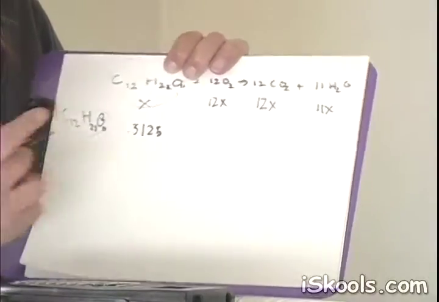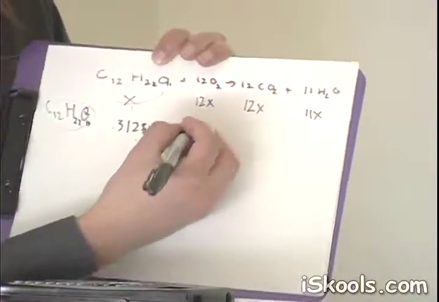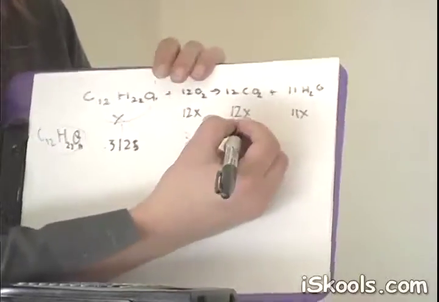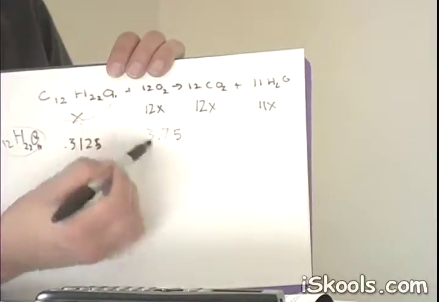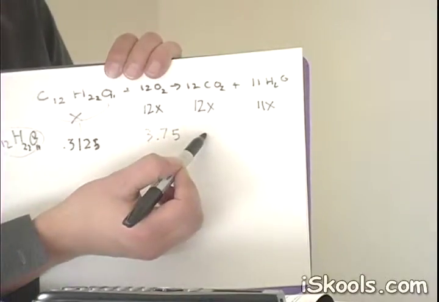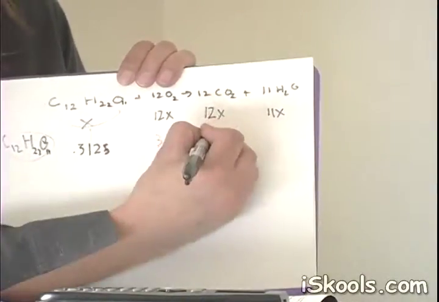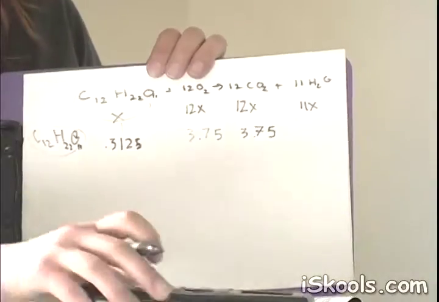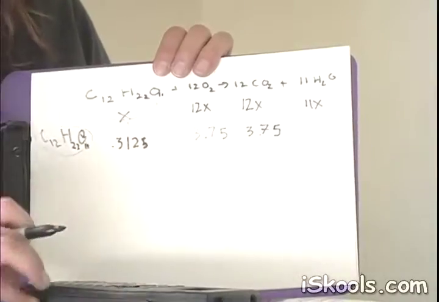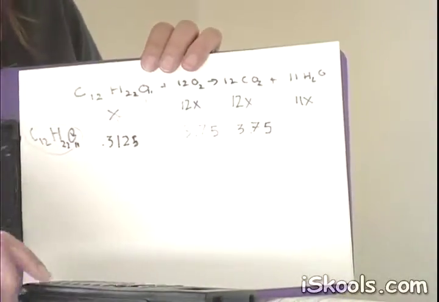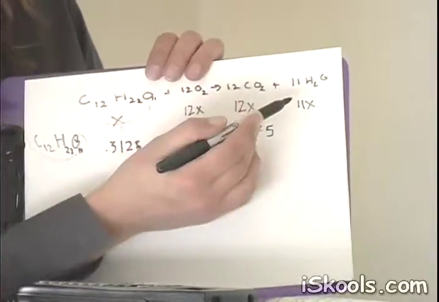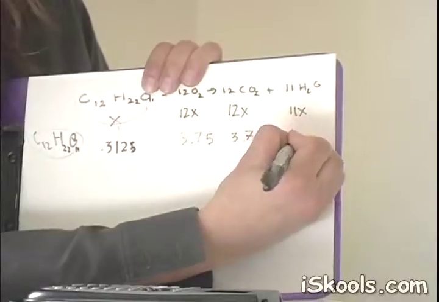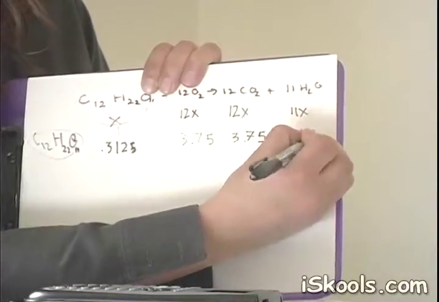0.3125 times 12 actually equals 3.75. And then if this is 12x, then this must also be the same number because this is also a 12x. So I'm going to write 3.75 once again. Then I'm going to take that same number, 0.3125, times 11 to get 11x, and that number actually equals 3.438.